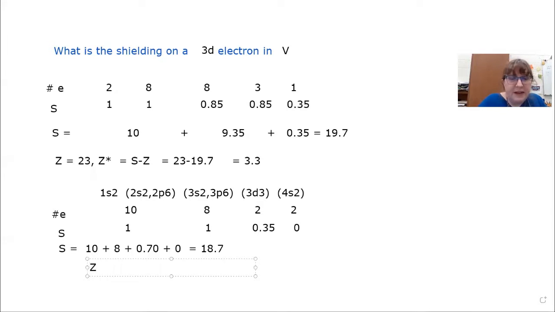And the Z effective for the 3D electron is equal to 23 minus 18.7, and that is going to be equal to 4.3. So what this tells us then is that the D electron is held a little bit more tightly than the S electron is. So when we are trying to remove an electron from the vanadium atom, it's going to remove the one that feels less of the nuclear charge. So remember that the S electron feels 3.3, the D electron feels 4.3, and so because the S electron feels less, it's going to be ionized first.